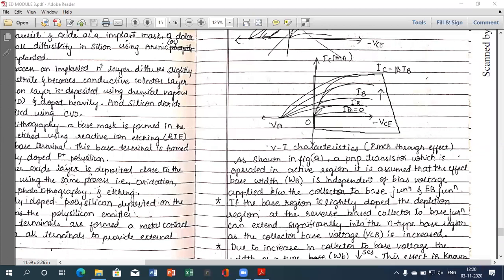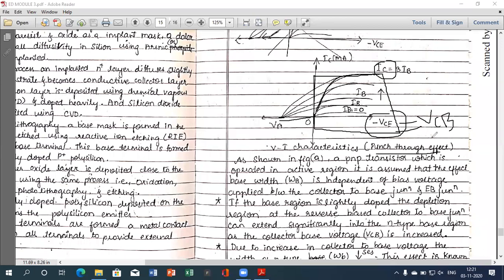As the base current increases, the collector current increases exponentially. But when this voltage is increased, minus VCE is nothing but VCB here. Both are the same. The minus sign indicates it is reverse biased. When this voltage increases to a particular value, towards the negative side, nothing but minus VCB, the collector current still increases. Thereby, the collector current may damage the width of the base of the transistor, and it loses its VI characteristics.